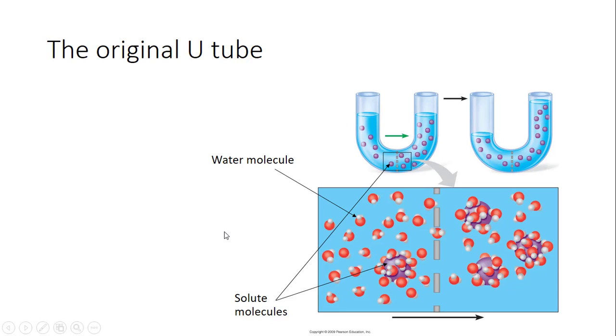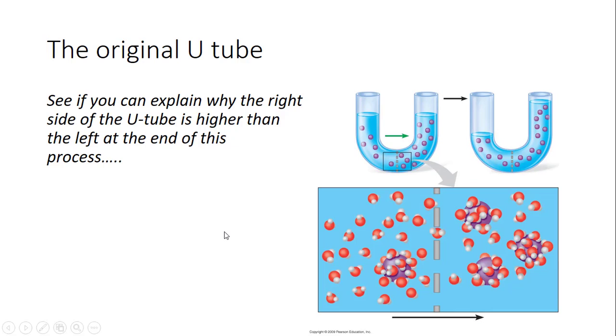So I have a question for you: see if you can explain why the right side of this U-tube is higher than the left at the end of this process. Take a second to write that down, explain it to your housemate, whatever you need to do. Put it in your own words: why would the right side of this U-tube be higher than the left side after this process has gone all the way through?